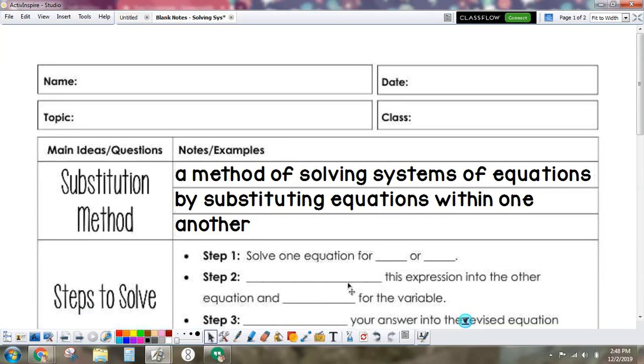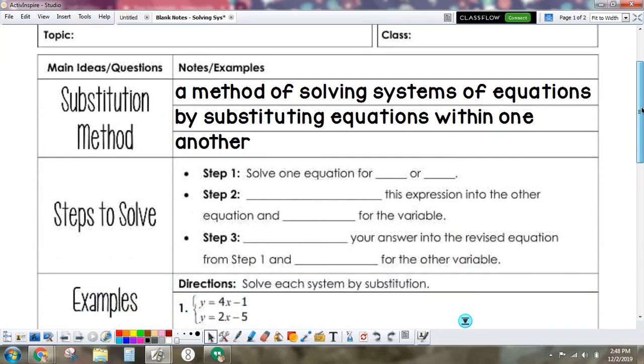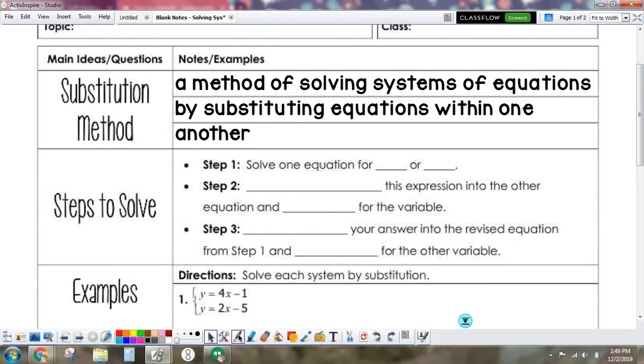Okay, so what you're doing is you're taking your systems and we're going to just basically plug one equation into the other. So there are some steps to help you solve this. Step 1 is to solve one equation for x or y. Doesn't matter which one you pick. Sometimes it'll be easier to solve for one variable or the other.